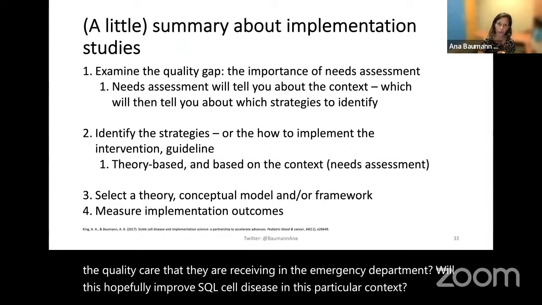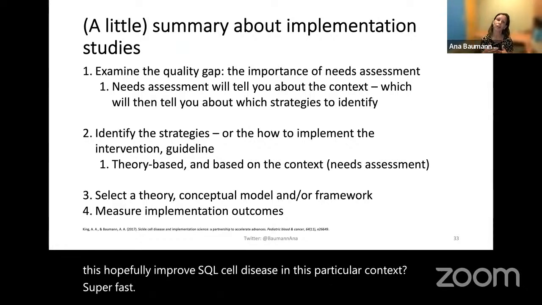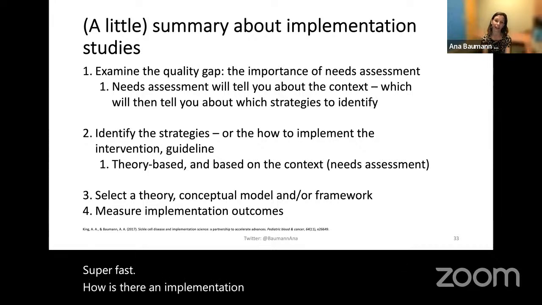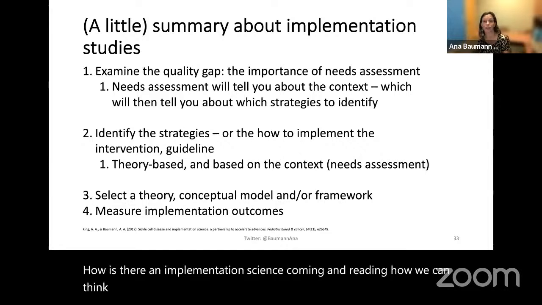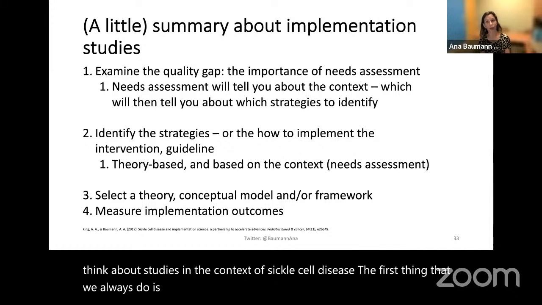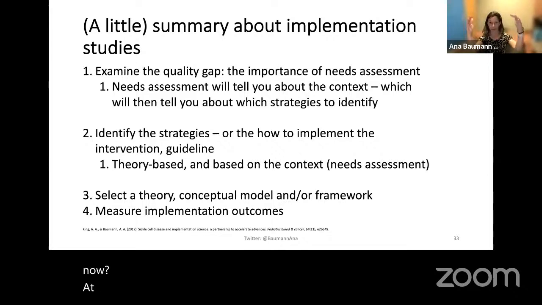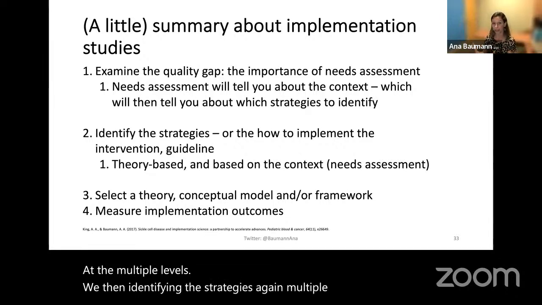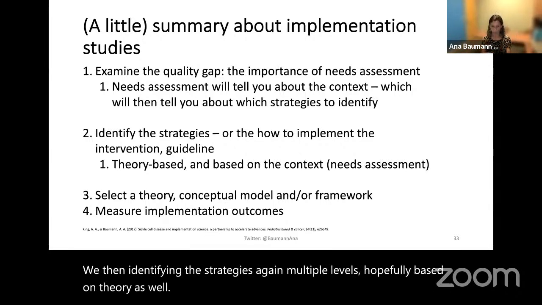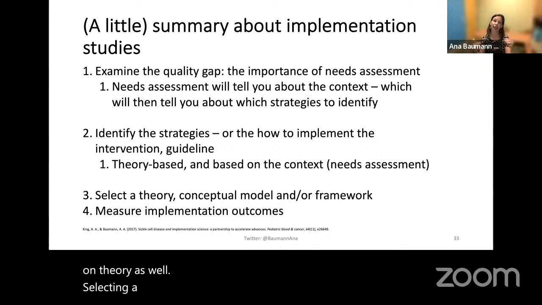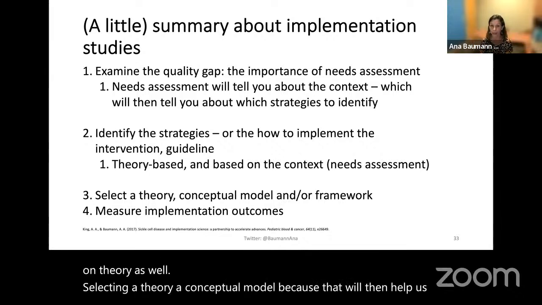So, super fast, how is implementation science coming in, and how can we think about studies in the context of sickle cell disease? The first thing that we always do is examine the quality gap. What is happening right now at the multiple levels? We then identify the strategies, again at multiple levels, hopefully based on theory as well. Selecting a theory, a conceptual model, because that will then help us evaluate and measure the outcomes.